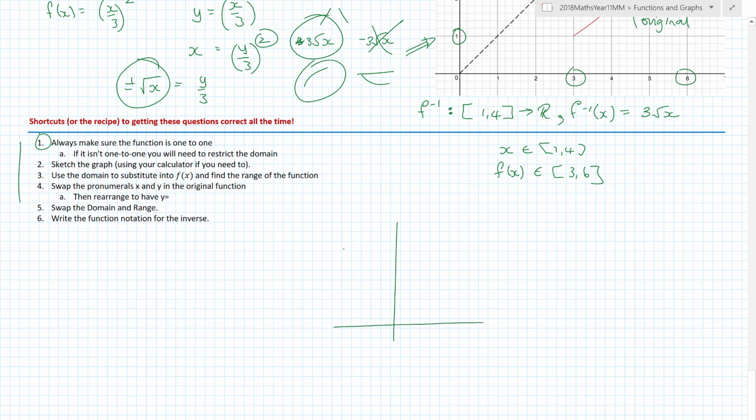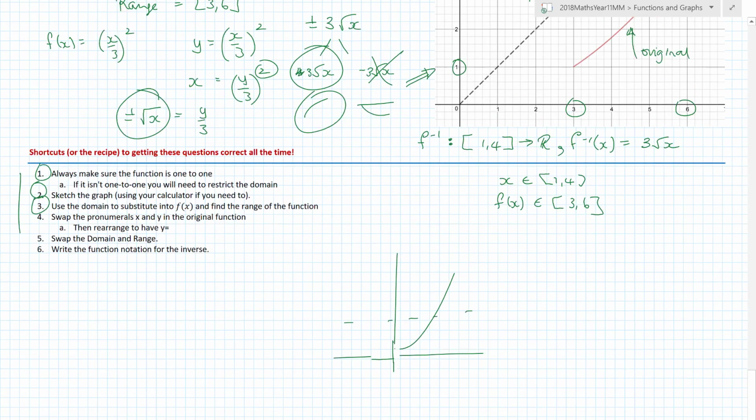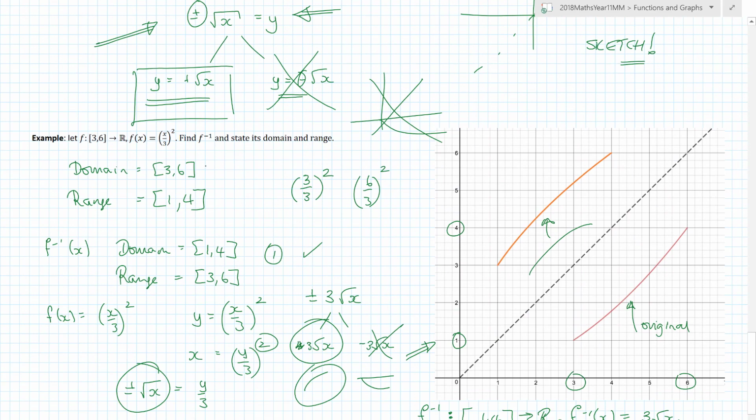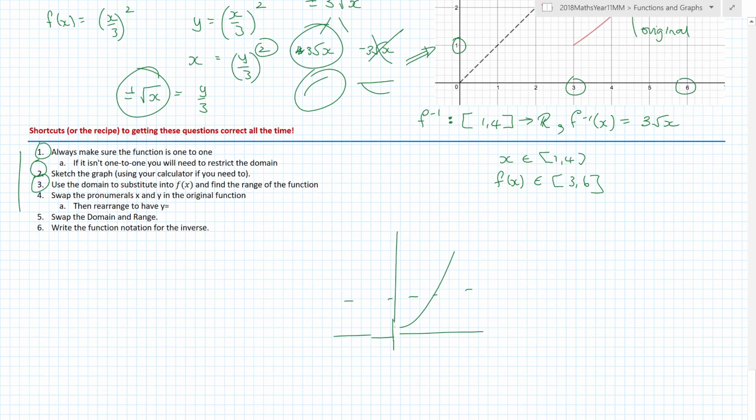What do I mean by restrict domain? If that's your 1-to-1, if that's your function, you're going to need to ignore it. You need to get rid of that bit so that you can pass that horizontal line test. 2, sketch the graph. Big hint, use your calculator. 3, use the domain to substitute f of x and find the range of the function. What do I mean by that? Well, again, I knew that the domain was 3, 6, so I substituted both those values into my equation.